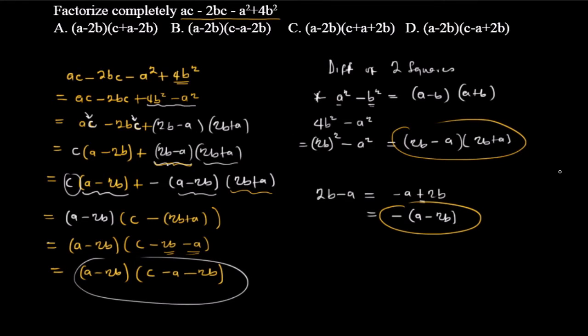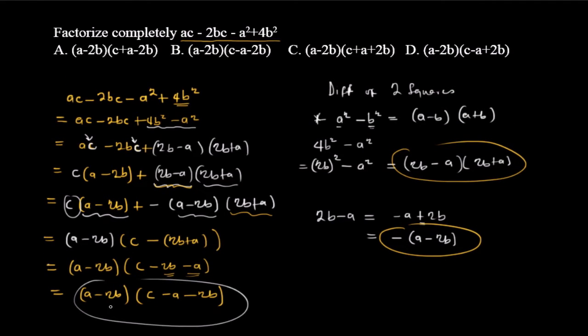So let's go ahead and check if our answer is here. You have a − 2b, you have a − 2b here. So you have c − a − 2b. So you have c − a − 2b. So this is our solution.